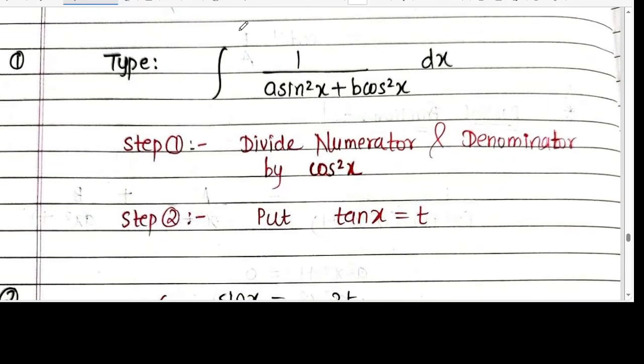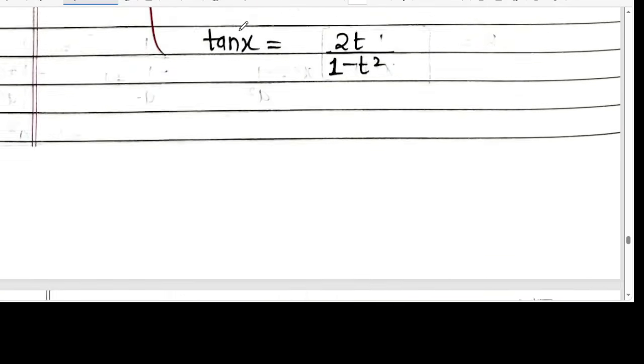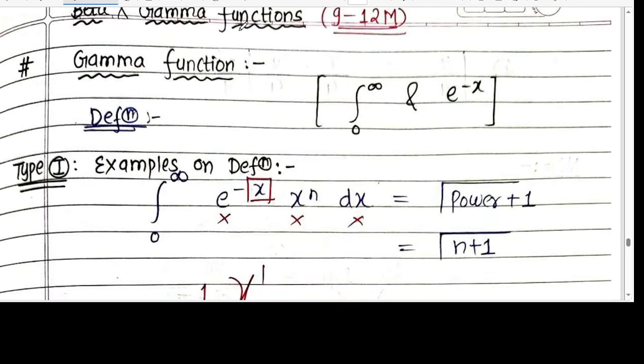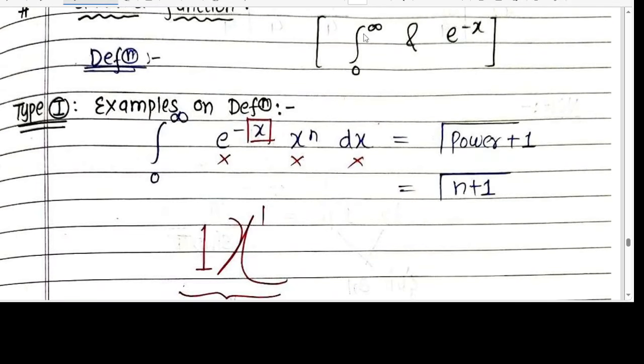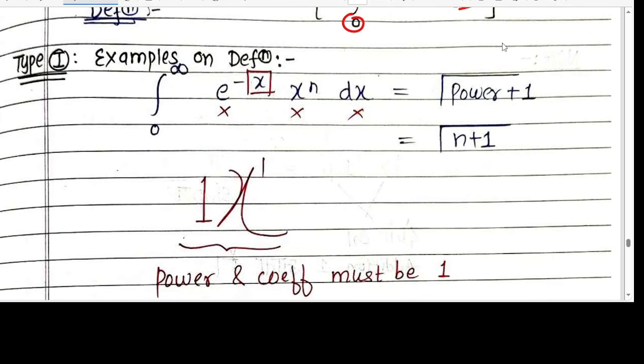Okay, some special cases are there. Some special cases: beta, gamma function. Lastly, the gamma function. In the gamma function, all of you remember, the limit must be 0 to infinity, and e to the power minus x. This term is most important in case of the gamma function. So here, this is the definition: integral from 0 to infinity, e raised to minus x, x raised to n into dx.